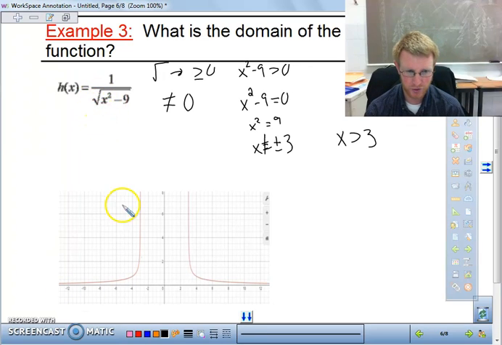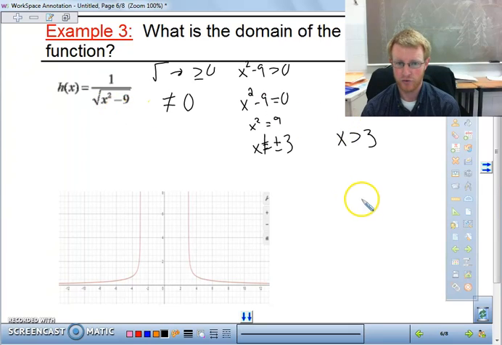But what about values that are less than negative 3? And again, we can look at the graph and kind of see that. So the values that are less than negative 3, negative 4. Negative 4 squared is 16. 16 minus 9 is positive. So then we can say that x is less than negative 3.